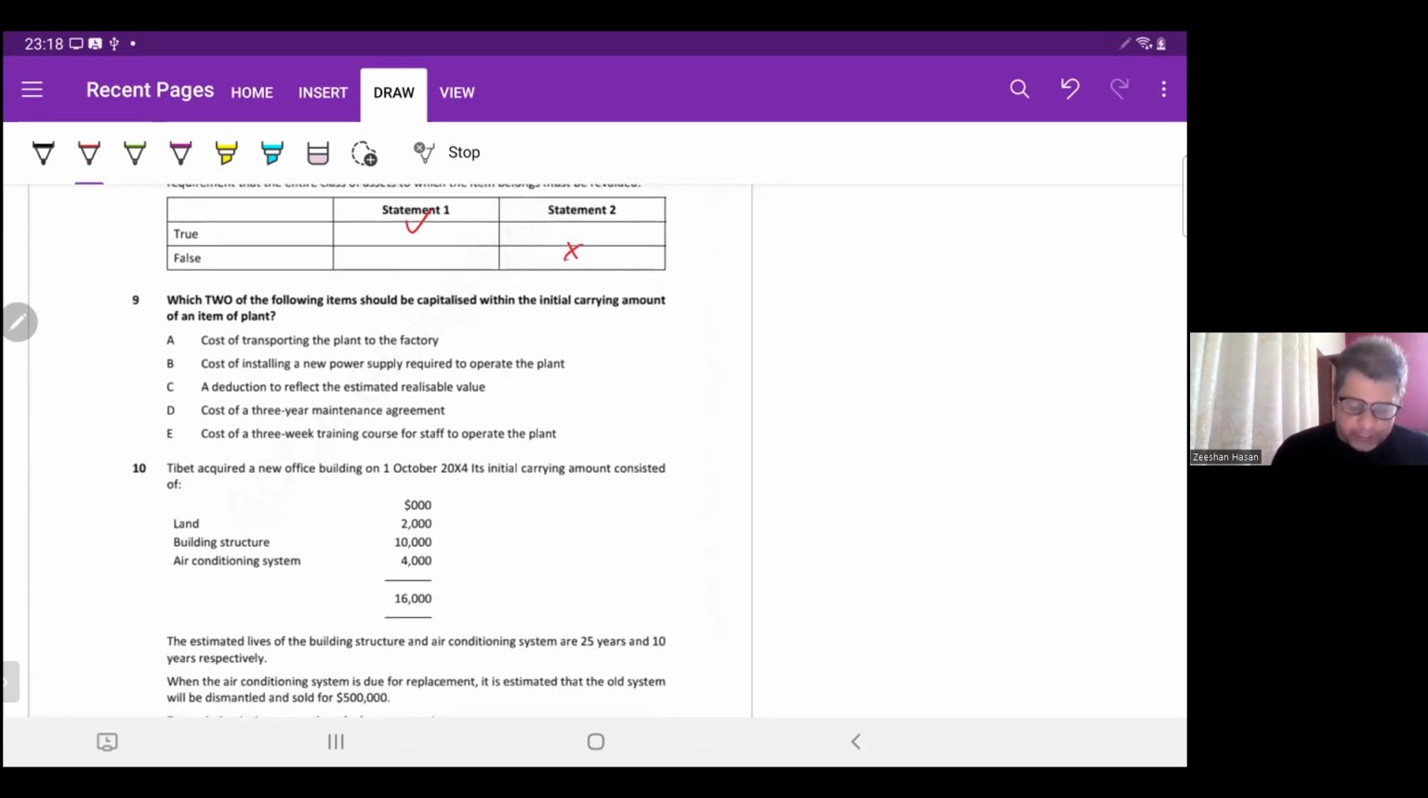Now, next question. Which two of the following items should be capitalized within the initial carrying amount of an item of plant? Cost of transporting the plant to the factory? Yes. Cost of installing a new power supply required to operate the plant? Yes. Both are right, and will be capitalized, because the maintenance and the training costs should be expensed as incurred, and the residual value should be taken into account for the purpose of calculating depreciation, but not for the amount to be capitalized.